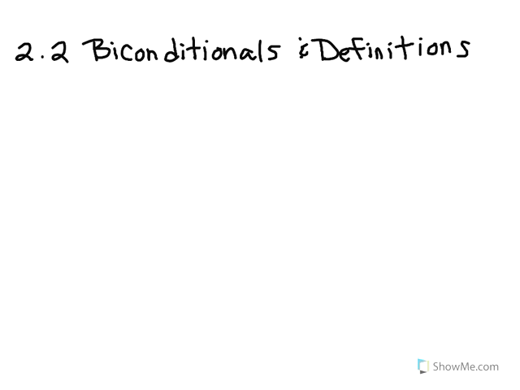This is section 2.2, which talks about biconditionals and definitions. So let's first talk about what a biconditional statement is. This has some parts to it that you have to be aware of. The first thing that you have to know before even writing a biconditional is that certain things are true. So two things have to be true in order to write a biconditional.